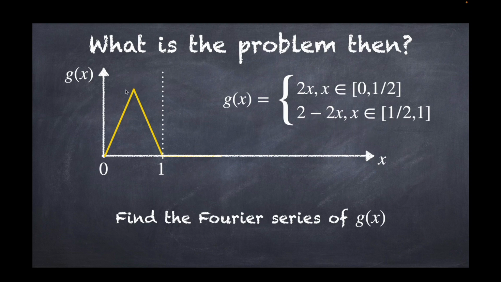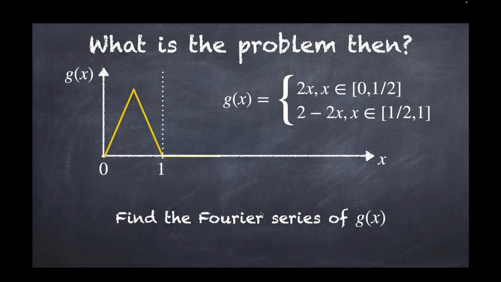Okay, so here this is going to reach 1, and this is between 0 and 1. And what we may ask here is, okay, find the Fourier series of g of x. Now the problem is that this is not a periodic function, so this particular object or function actually doesn't have a Fourier series. That's kind of the problem.